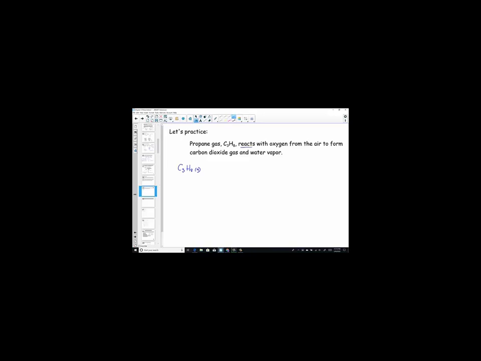Here we see reacts with. That's going to be the plus sign, reacting with oxygen from the air. Oxygen is one of the 7 diatomic molecules you need to memorize. Diatomic means oxygen never exists as just O, but it exists as a diatomic molecule, O2. And I'll put little g for gas because I see it's from the air. The next words I read are to form, and that's the arrow. It's forming carbon dioxide gas. Then I see the word and, which is the plus sign. Water vapor. Water is H2O. The vapor is the little g for gas.